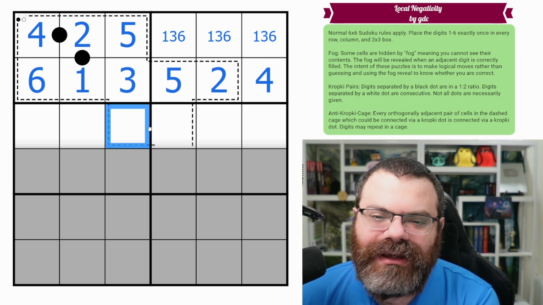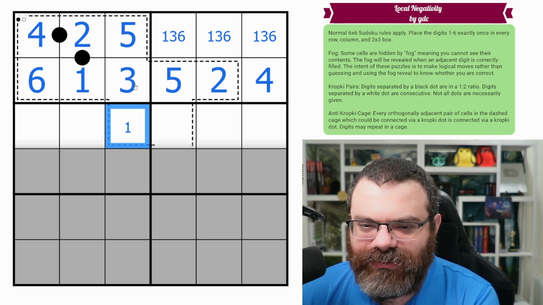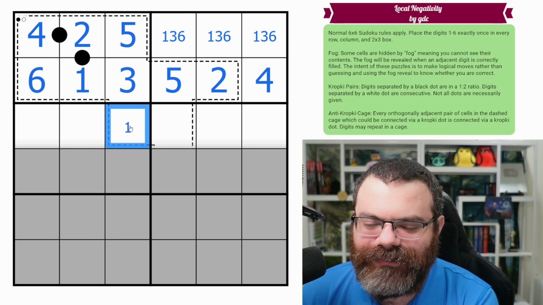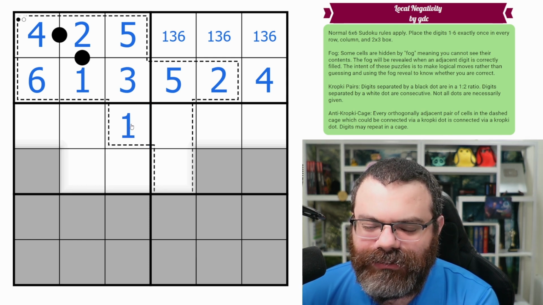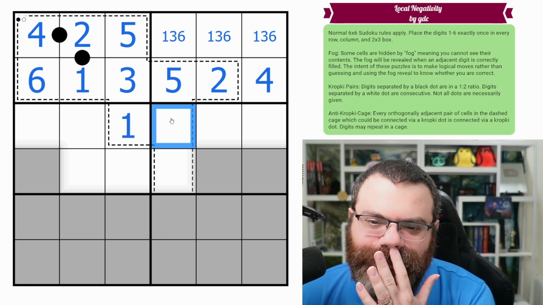Let's start here. So this could be a 1. It can't be 2, 3, or 4 because of the 3. It can't be a 5 because of this 5, and it can't be a 6 because of the 3. So actually, this is a naked 1. Okay. 3 removes a lot of digits. The 5 removes nothing. This can't be 2.